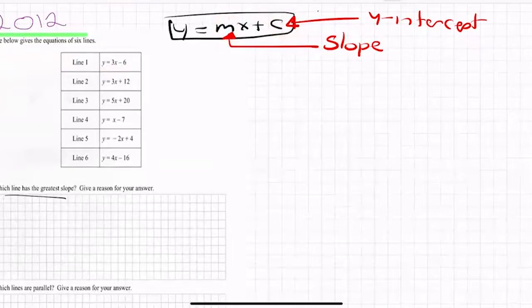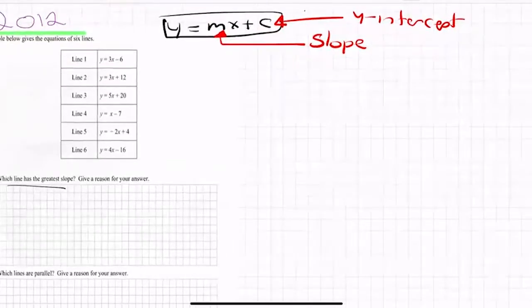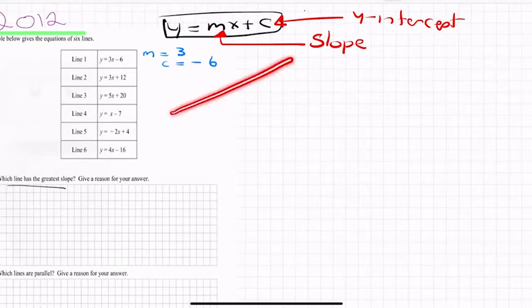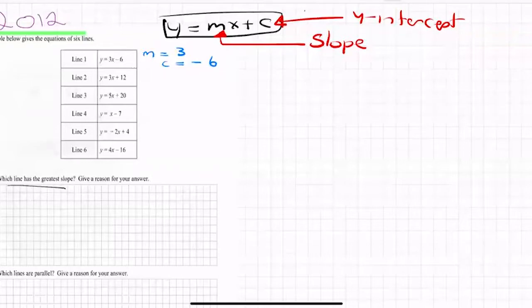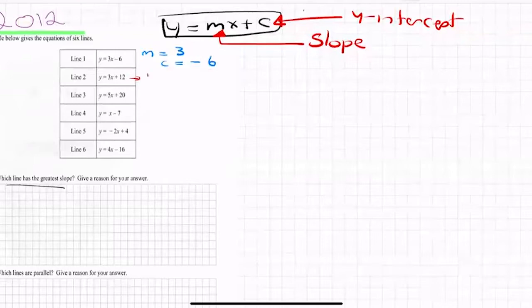So I can read off here that my slope for this particular line is 3 and my y-intercept is -6. In other words, the line is going up. I know that from the positive slope of 3, and it cuts the y-axis at -6. Line 2, slope is 3, y-intercept is +12.